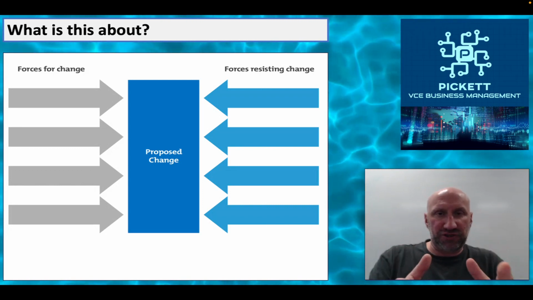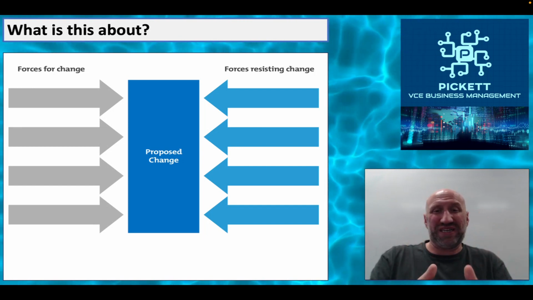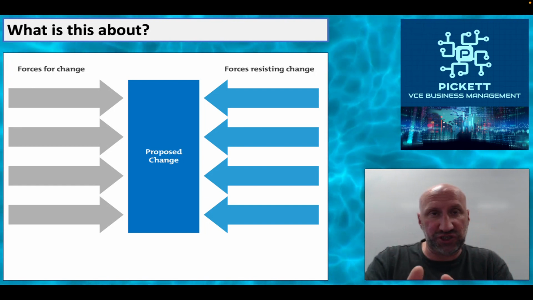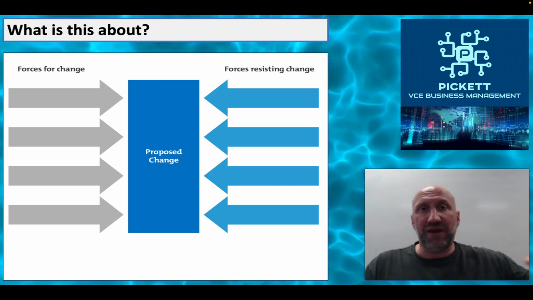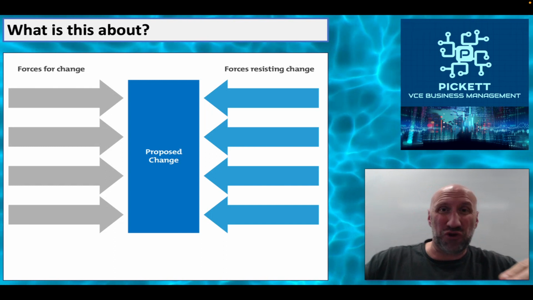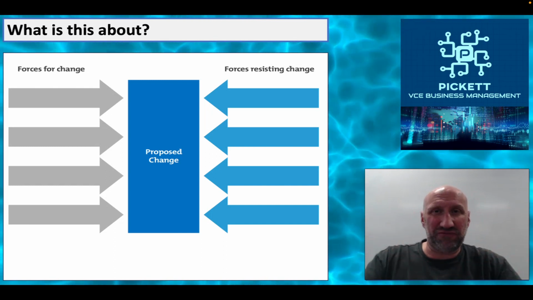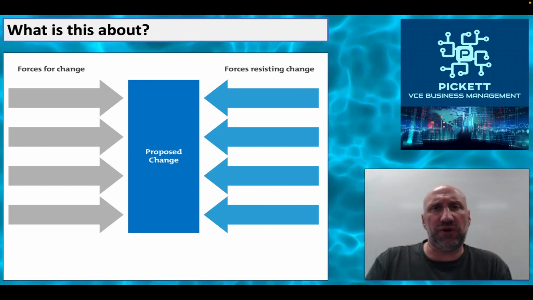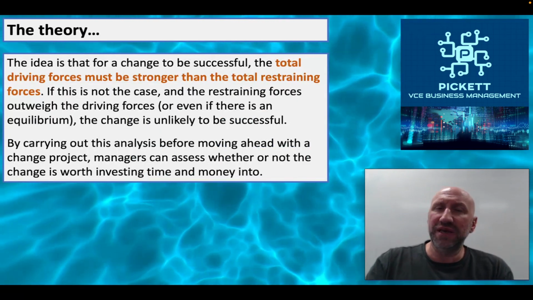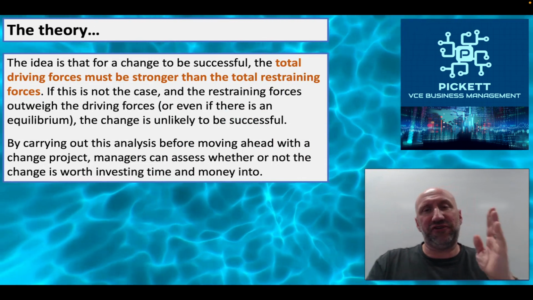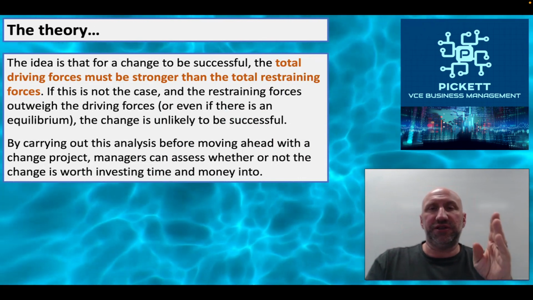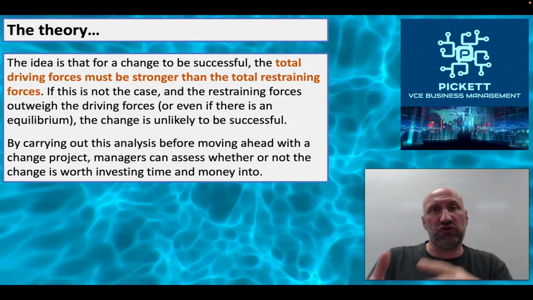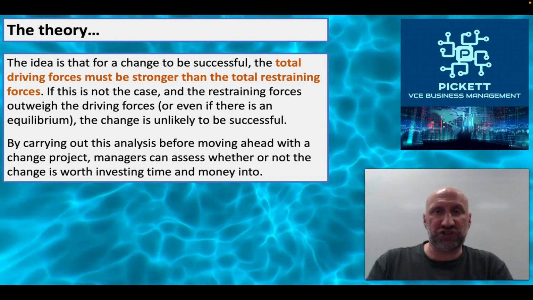Okay, so we've got our proposed change. That's what we're working towards. We want to get to the position in the middle there, which is our changed position. So you've got the forces for it and then the forces resisting it. If you visualize this diagram, I think it makes this easier to understand. Now, the idea is that for a change to be successful, the total driving forces must outweigh or be stronger than the total restraining forces.